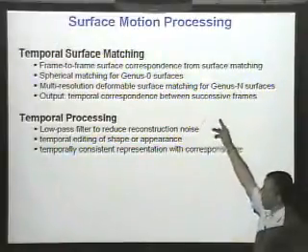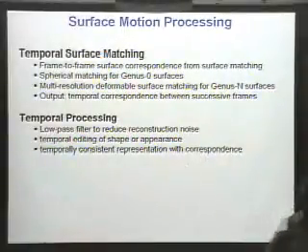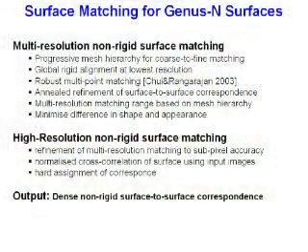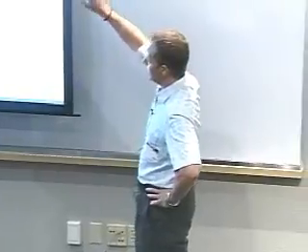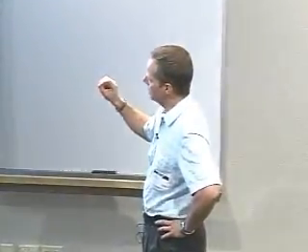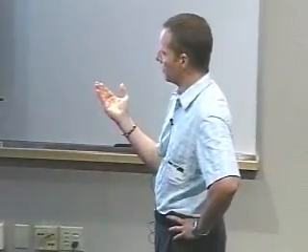If you've really got temporal alignment, then of course you can do editing, and you get a consistent representation, which is something I think that's important if this is going to be used in a production pipeline. So just briefly, for the genus N surfaces, what we're doing is a multi-resolution non-rigid surface matching. And what we found we need to do is employ quite a lot of machinery, if you like, to get robust matching.